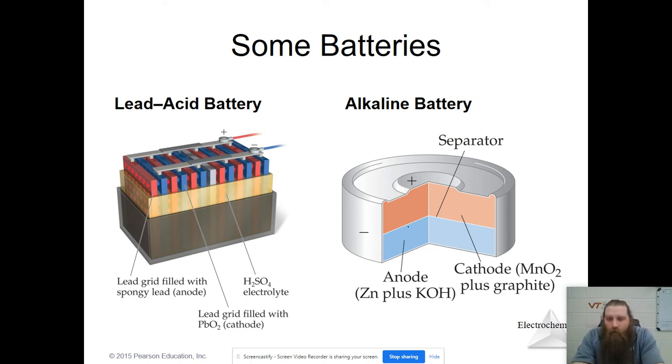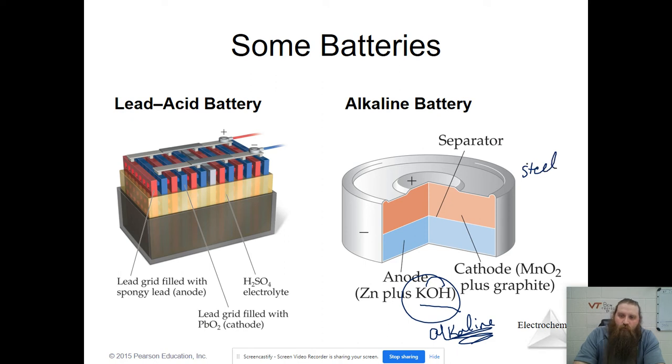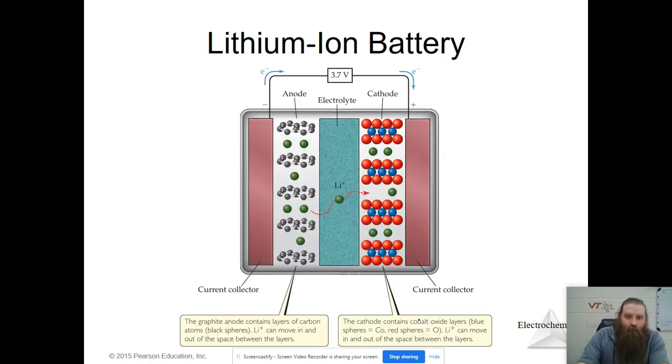Now, for an alkaline battery, the cathode is this manganese oxide graphite combination. The anode is zinc and concentrated KOH. This is the alkaline in the alkaline battery. This is usually steel, and that is to prevent the KOH from getting out. We don't want that to happen.